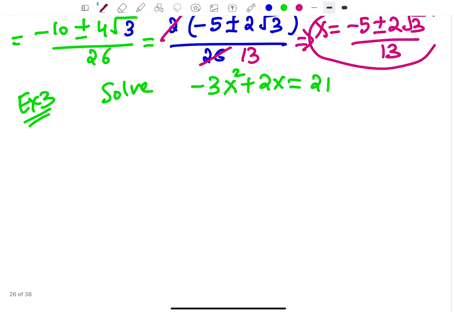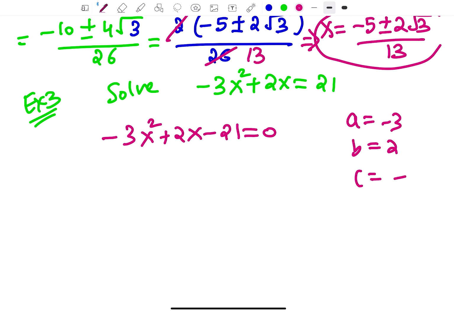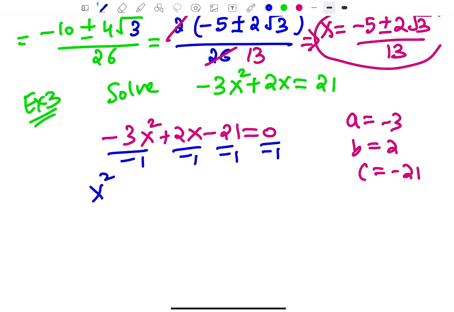Next example, negative 3x squared plus 2x equals 21. Again, not in standard form. So the first step is I'm going to bring everything to the left hand side and 0 on the right hand side. Now at this point, we can say a is negative 3, b is 2, and c is negative 21. But if we want to make our life a bit easier, we can divide everything by negative 1 on both sides. That way, I don't have to deal with so many negative coefficients. So it'll leave me with 3x squared minus 2x plus 21 equals 0.